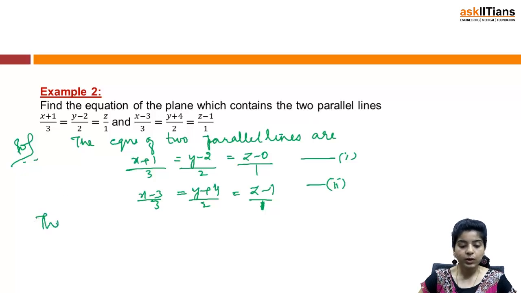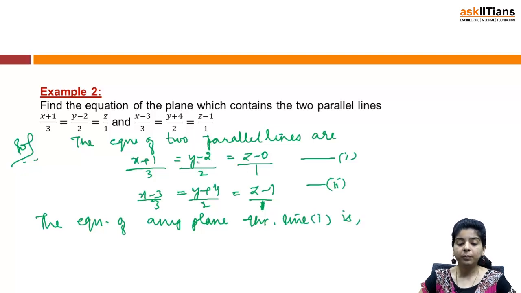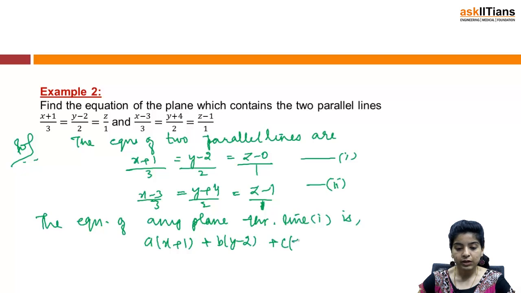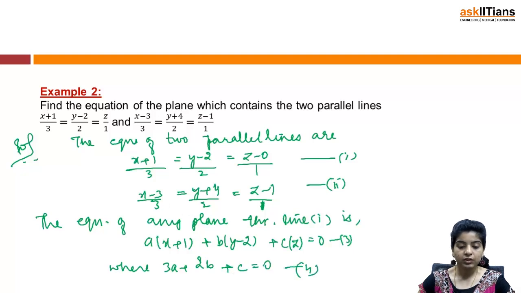Now, the equation of any plane through line 1: if we are required to find the equation of any plane passing through this line, it would be of the form a into x plus 1 plus b into y minus 2 plus c into z equal to 0. This is my third equation, where it will satisfy this condition also: 3a plus 2b plus c would be equal to 0. This I am taking from this.